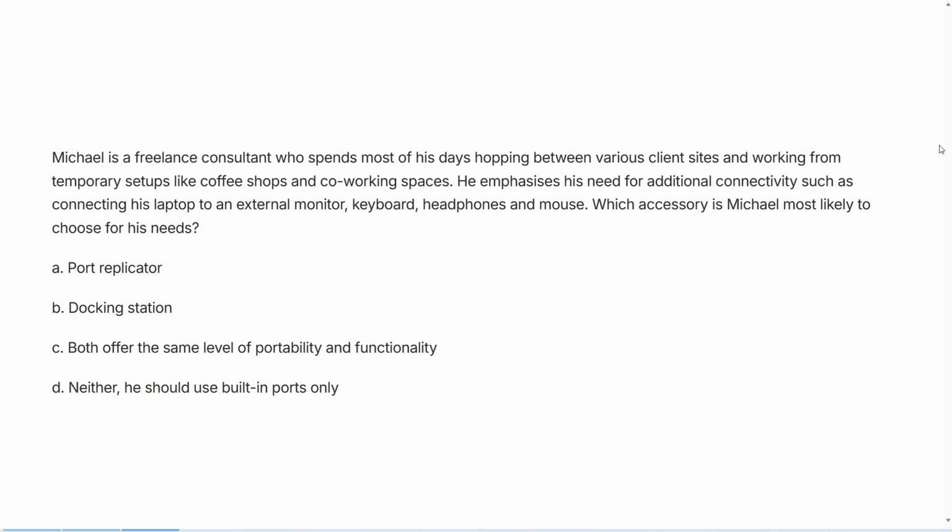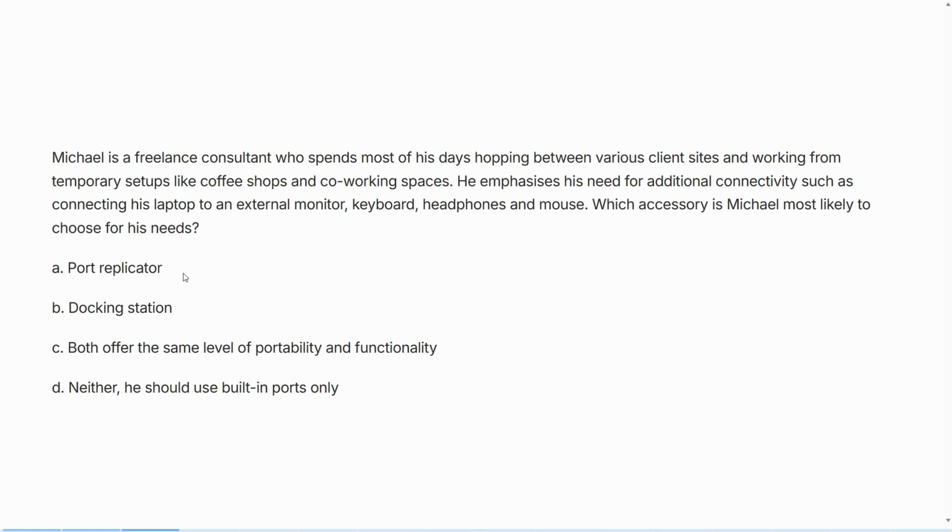I'm going to give you 3 seconds to answer this question before I give you the answer. Answer is coming in 3. Pause the video if you have to. 2, 1. The answer is going to be A, port replicator. In this particular instance, a port replicator best meets the individual's needs.